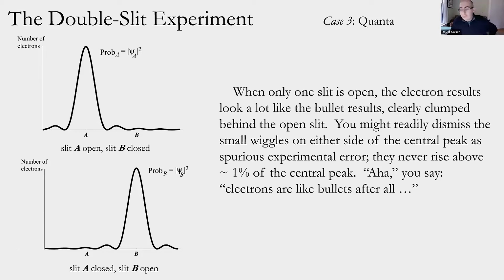In fact, if you've taken junior lab, you probably would learn to say those little wiggles are clearly instrumental error, statistical insignificance. They never rise above about 1% of the central peak. It really looks like electrons are behaving like bullets. They're each emitted like a tiny little discrete particle. They're encountering one slit or the other because we've arranged the distance to be so extreme. They're all being detected as one little blip on that detector screen. They look like little baseballs or bullets.